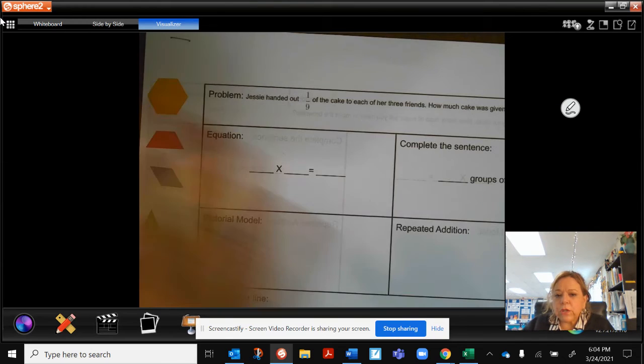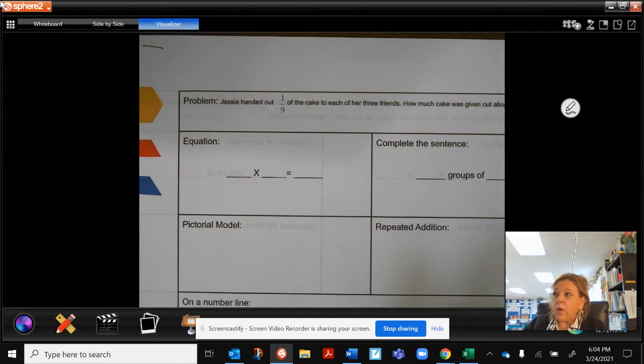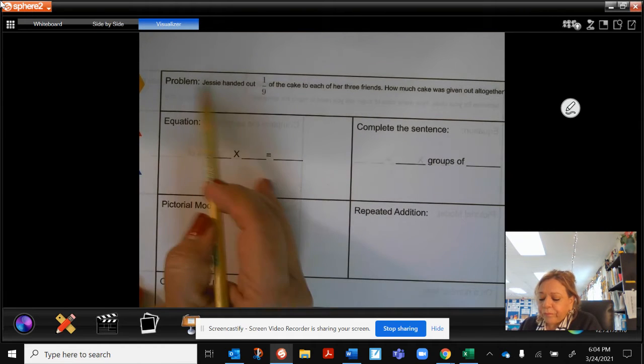Hey everybody. Okay, so today we were working with representing multiplication of fractions. And we did our pattern blocks, we did pictures, and we did the equations. Let's take a look at this first problem.